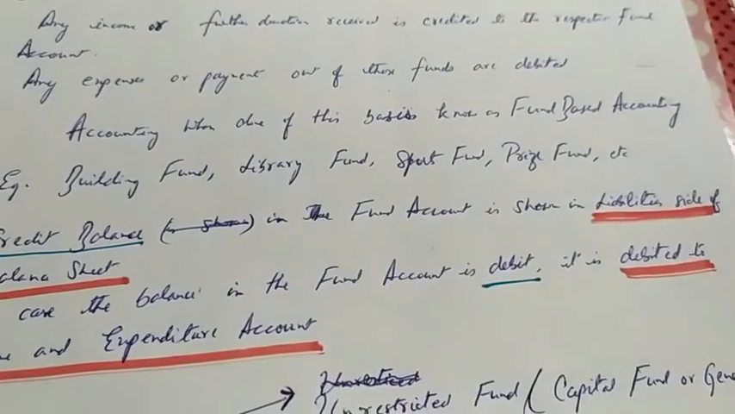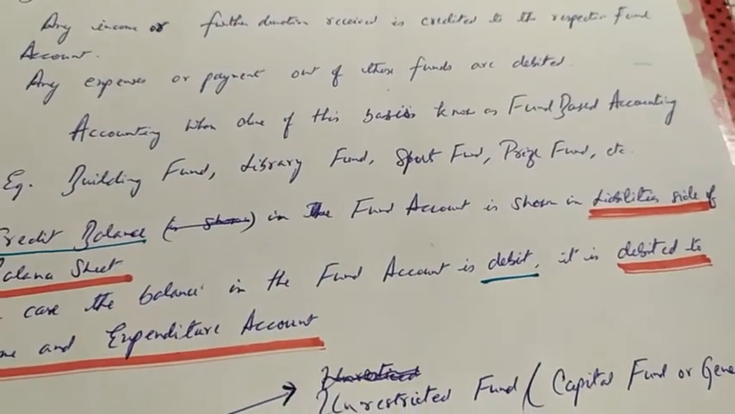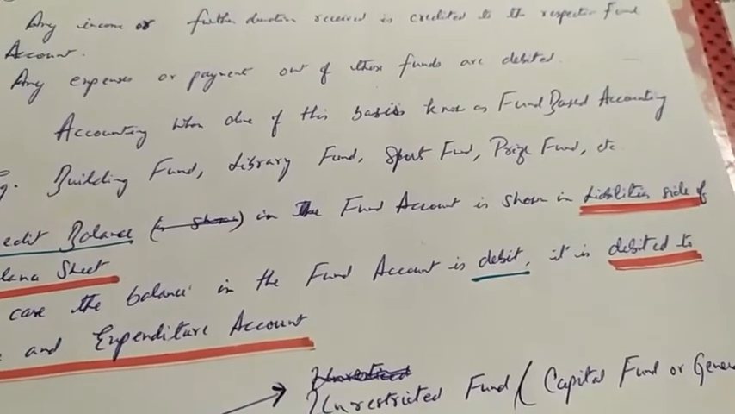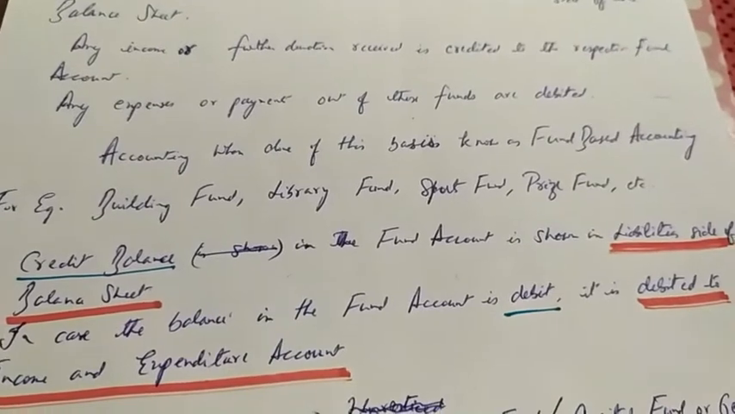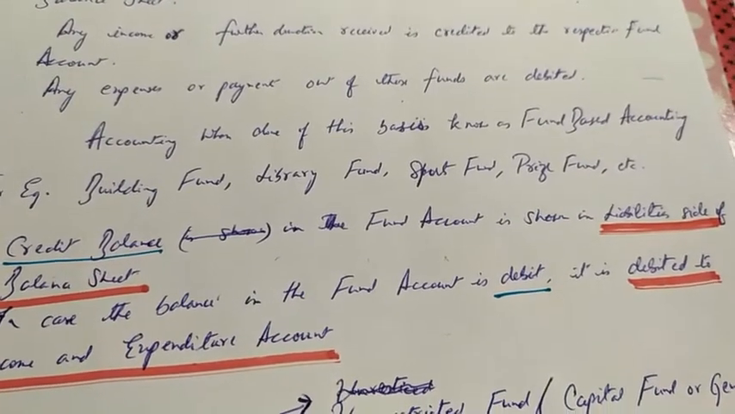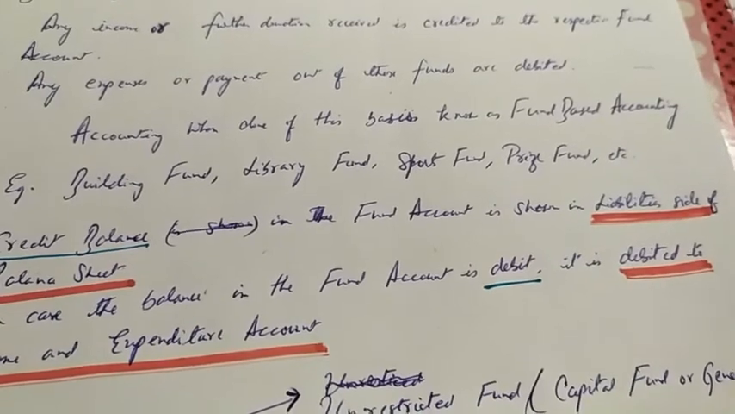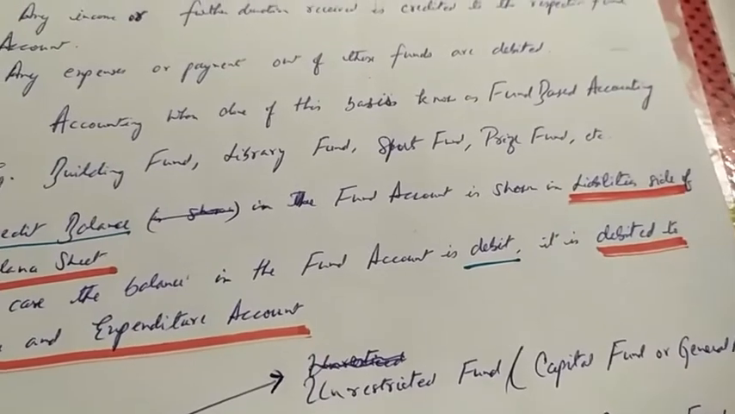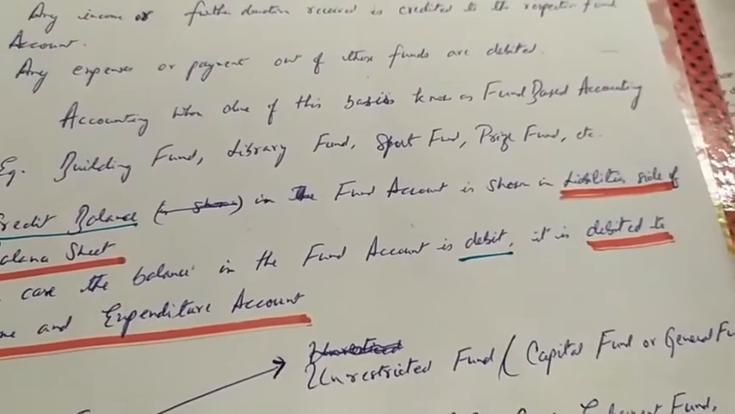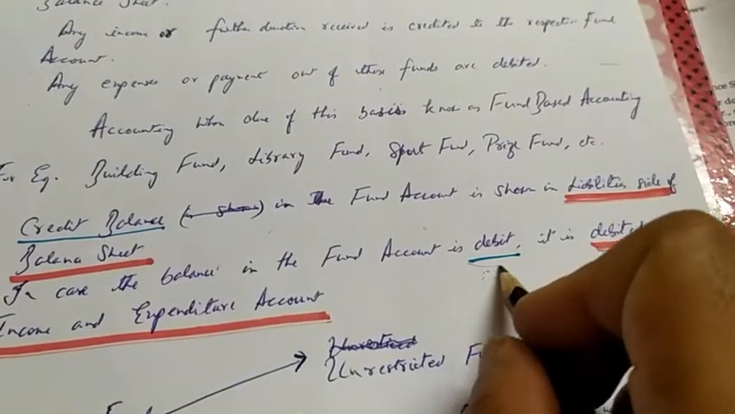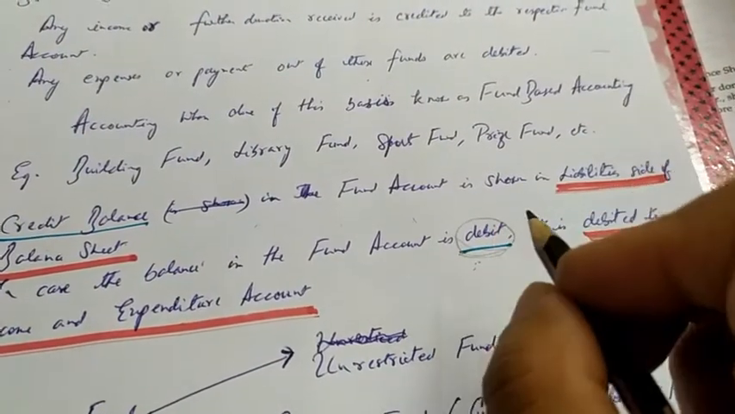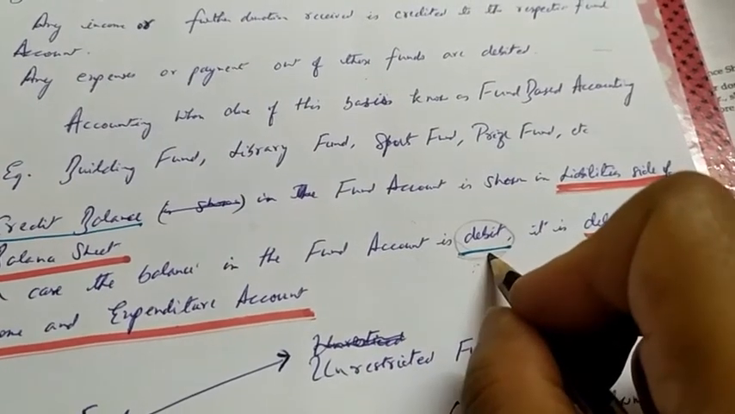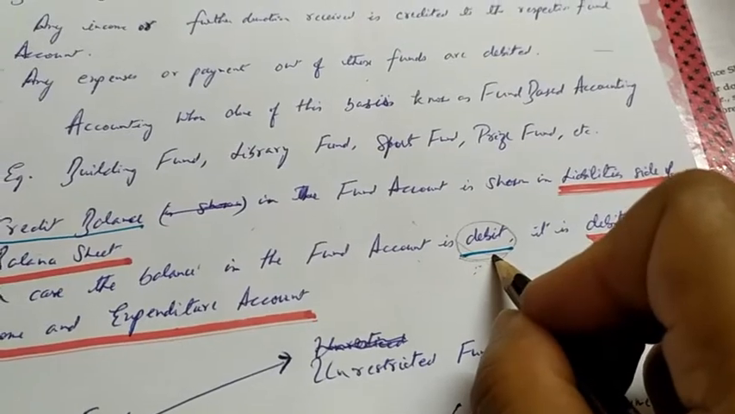That means we have enough money in the fund, like in this example building fund, which is enough to meet the expenses towards building. But in certain cases, after you see the expenses that have been met out of that fund, sometimes the expenses exceed the amount which is available in the fund. So in that case, the fund account will show a debit balance. So in case the balance in the fund account is debit, this time the amount of the fund account, which is a debit balance, may not be shown in the balance sheet. You cannot show it in the balance sheet.